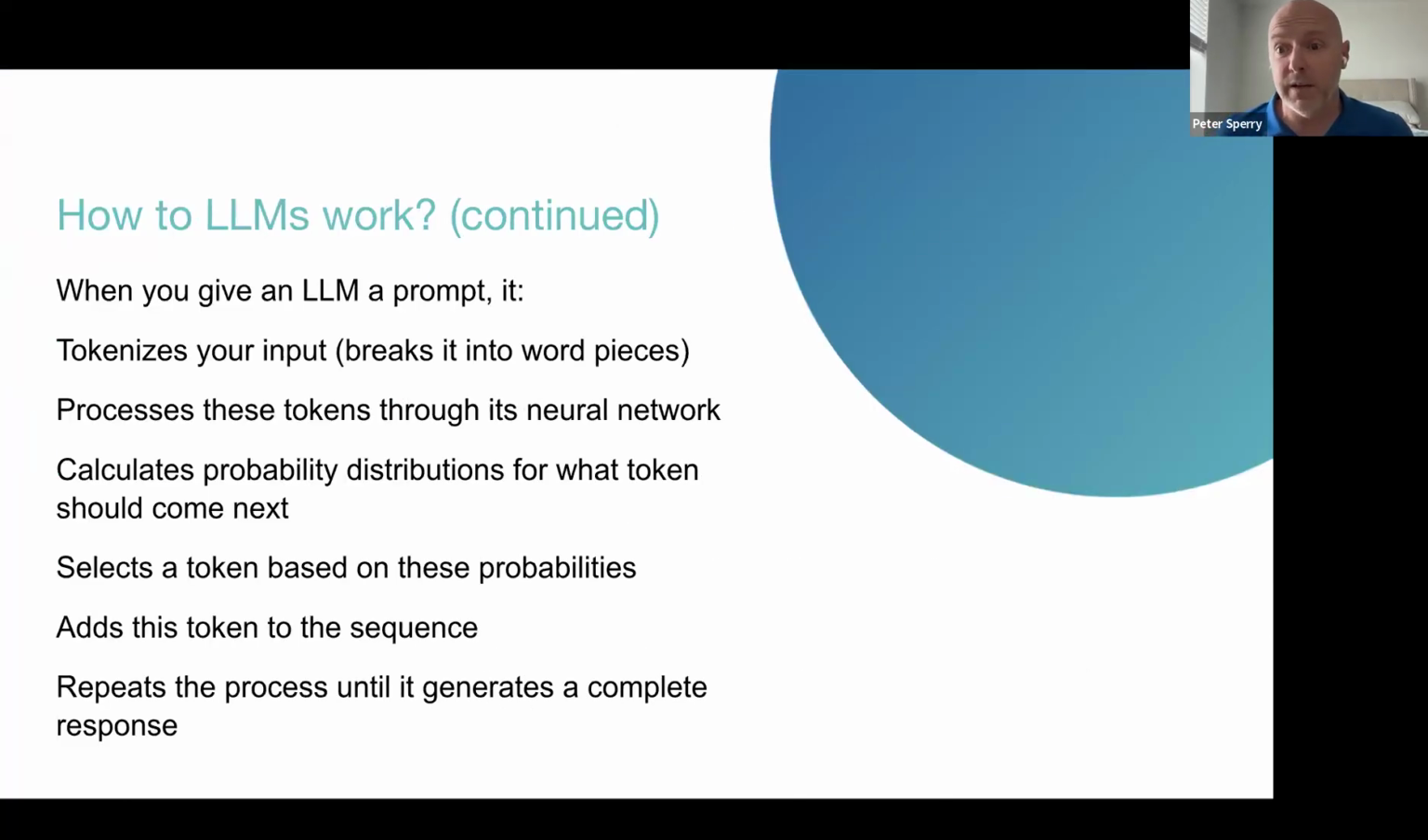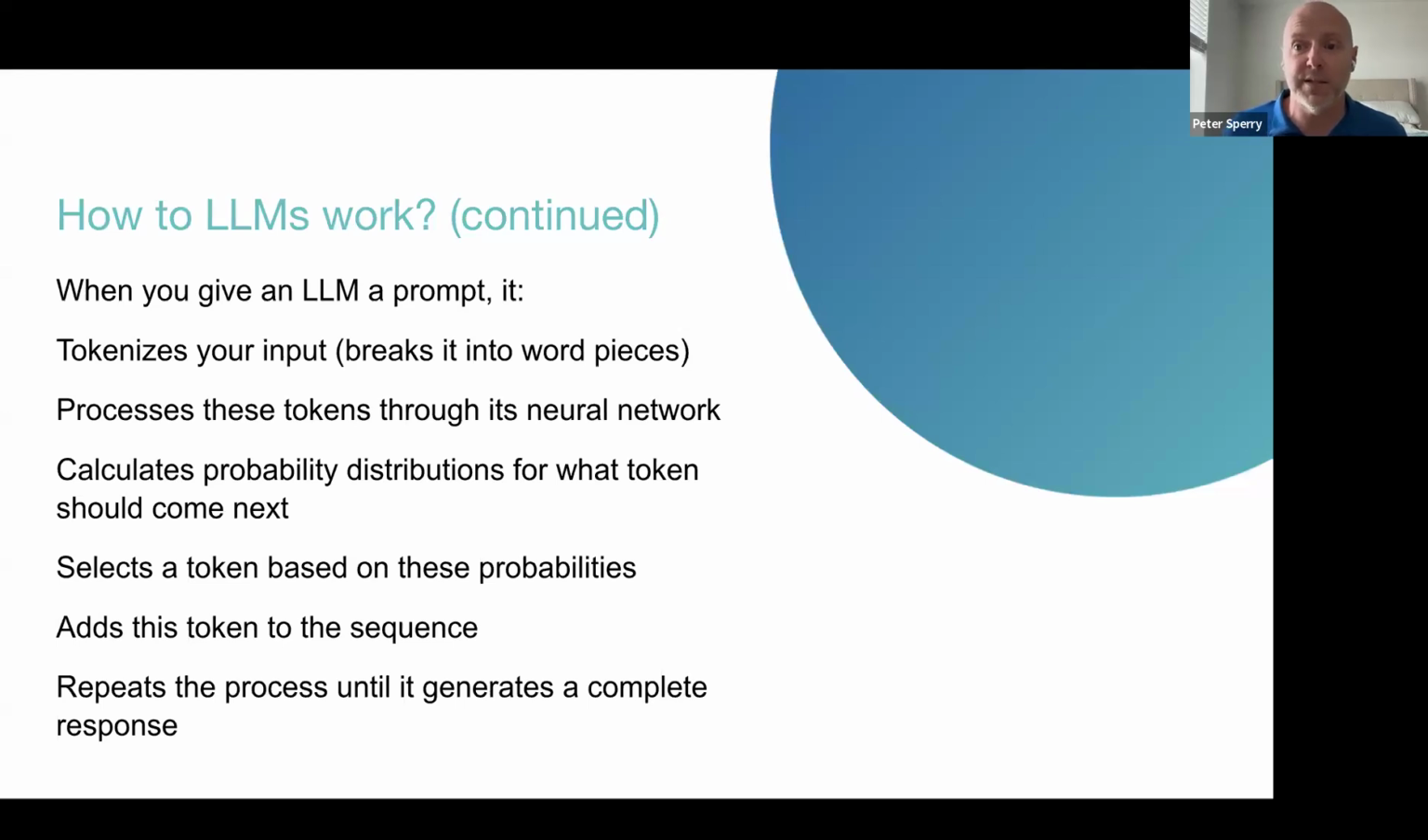Just one last thing, and then we'll get a lot more interactive, I promise. When you give an LLM a prompt, the first thing it does is tokenize your input. So it takes a common sentence. One of the things we'll do is go through Mary had a little lamb, and it's breaking those into tokens. It processes those tokens through its neural network, again trying to assume the next thing that you're going to say, and it calculates the probability distributions for what token should come next.